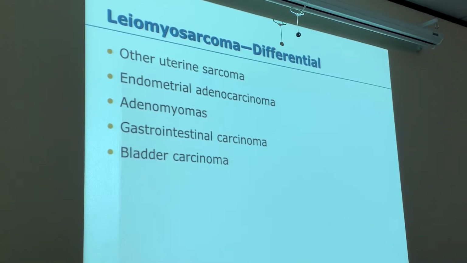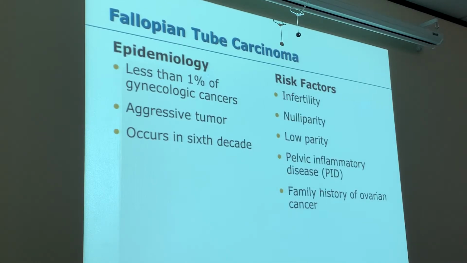Our differential diagnosis, if I see a leiomyosarcoma, is endometrial adenocarcinoma, an adenomyoma, a GI carcinoma, or a bladder cancer.